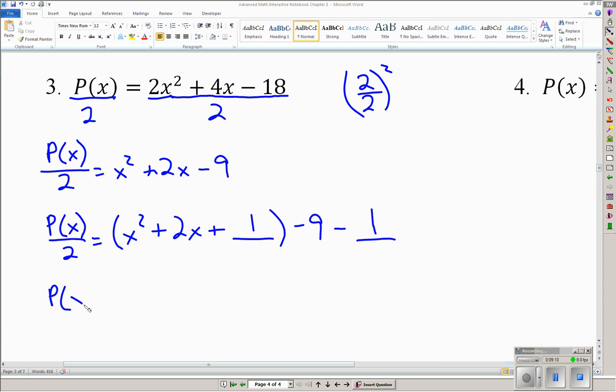Now let's factor. What multiplies to get 1 and adds to get 2? That's a 1 and a 1. Or you could say the square root of x squared is x. Plus is plus. Square root of 1 is 1. Either way, that's how it factors. Negative 9 minus 1 is negative 10.